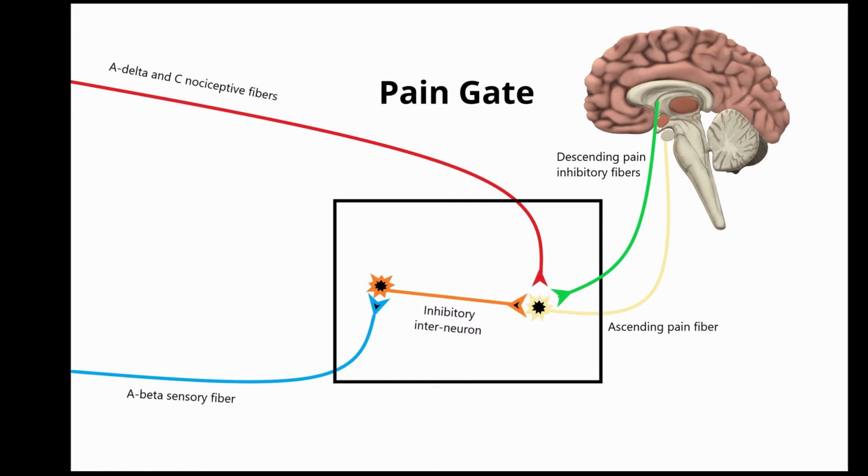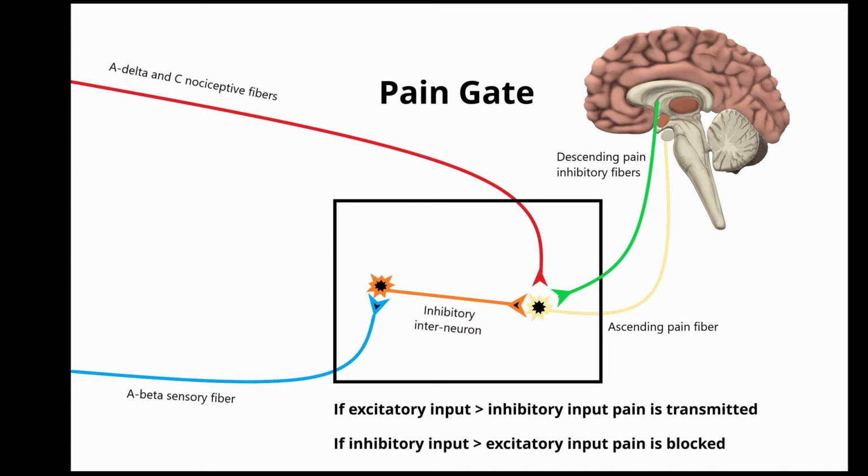One theory on how we modulate pain is through a pain gate. This theory states that whether pain is transmitted is determined by the relative amounts of excitatory input and inhibitory input at the spinal cord level. If the amount of excitatory input is greater than the inhibitory input, our pain message is transmitted. If the level of inhibitory input is greater than the excitatory input, then that pain transmission is blocked. One of the components that leads to increased inhibitory input is stimulation of our peripheral sensory neurons.